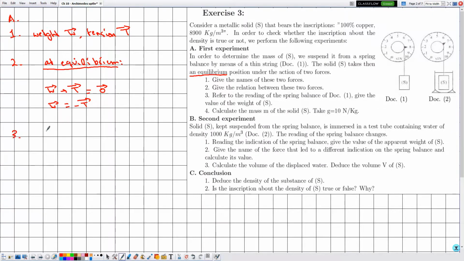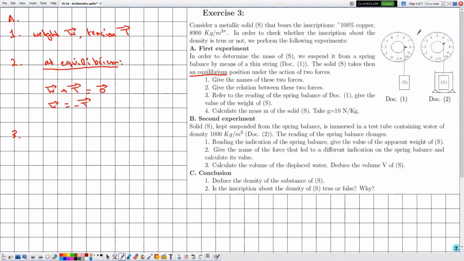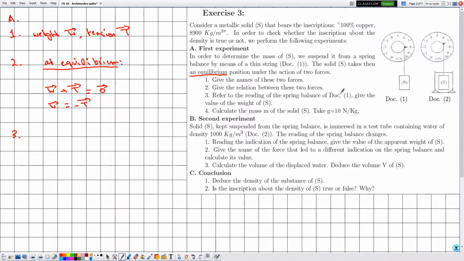Now number 3, referring to the reading of the spring balance, give the value of the weight of S. Knowing that for this experiment, they didn't mention document 2, we are not using document 2, we are using only document 1.